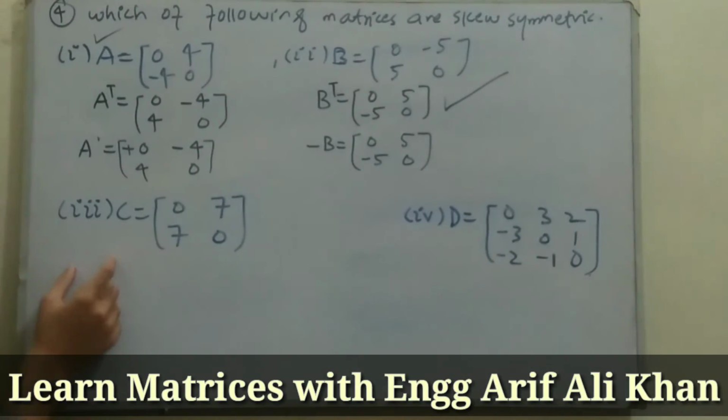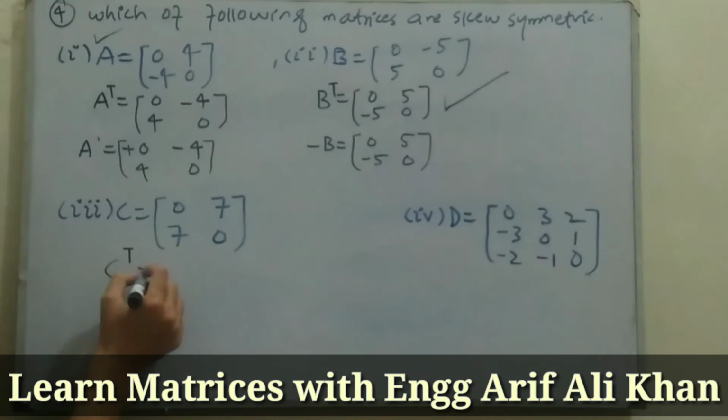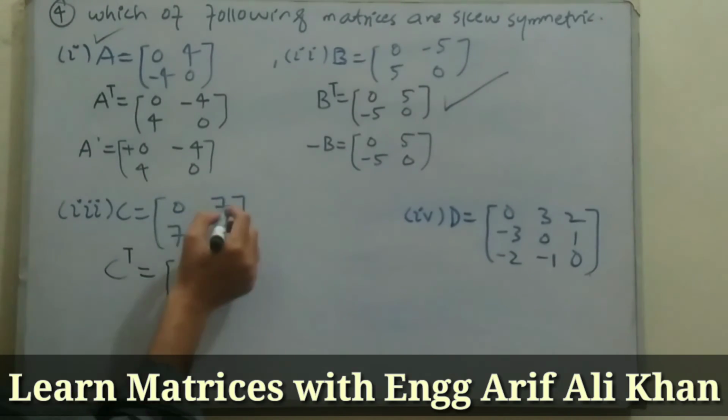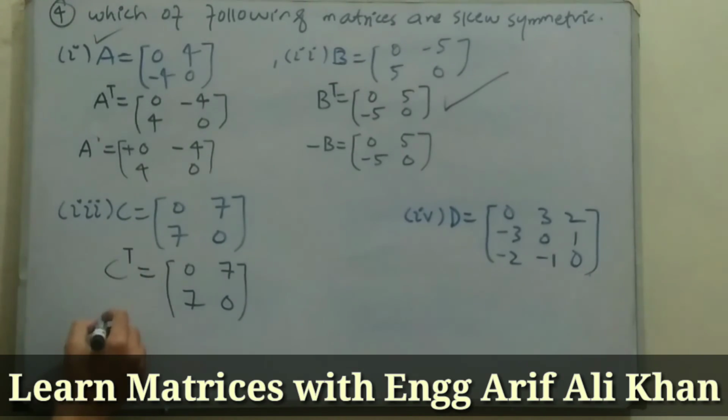Now taking the third part, here the matrix C is 0, 7, 7, 0. Taking the transpose C power T, it becomes 0, 7 will convert into a column, 7, 0 will convert into a column. So 7, 0. Now multiply negative with the given matrix C, so it becomes minus C is equal to 0, minus 7 and minus 7, 0. So minus C and C power transpose are not equal because here it is positive 7 and here it is negative 7. Both are not equal, it means that this is not a skew symmetric matrix.